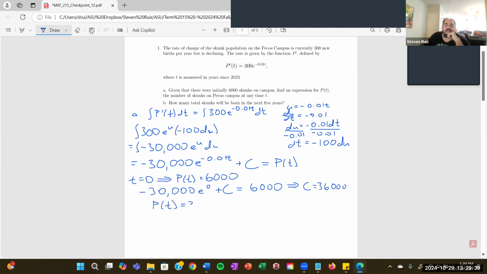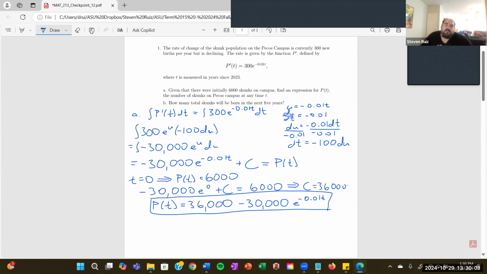P of t equals 36,000 minus 30,000 e to the negative 0.01t. So here's my expression for what? If P prime of t is the rate of change of skunks on campus at any given time, then the integral should give me the number of skunks at any given time, t years after 2023. So that's our expression for P of t under those conditions.